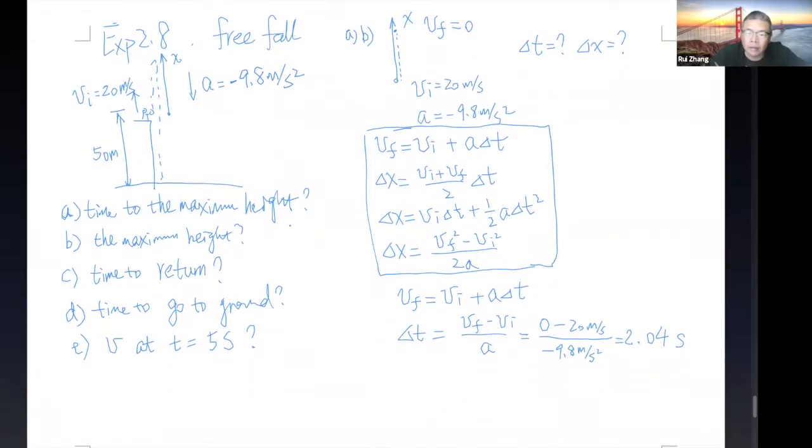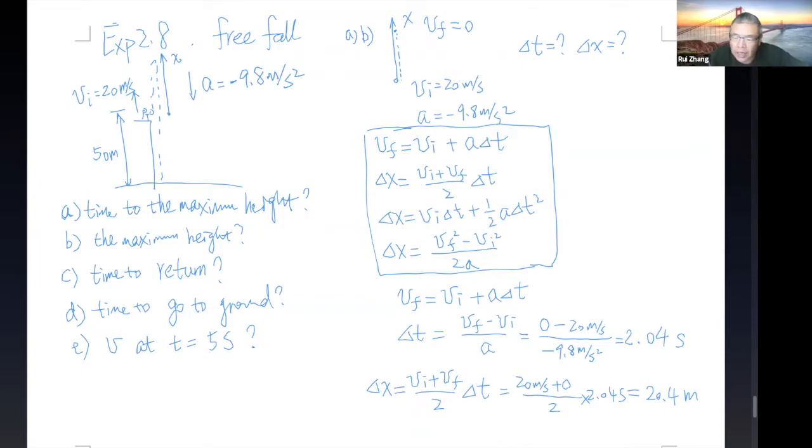For people who hate the squares, let's use the second one, okay? Delta x equals vi plus vf divided by 2 times delta t. From there, vi is 20 meter per second, vf is 0, divided by 2, times delta t, which is 2.04 second. So 20 divided by 2 is 10, times 2.04, so it's 20.4. Meter per second times second gives meter, so the unit is right. So you got 20.4 meter.